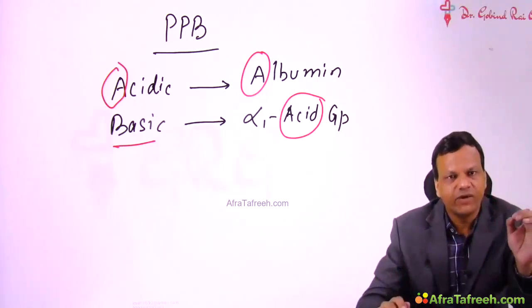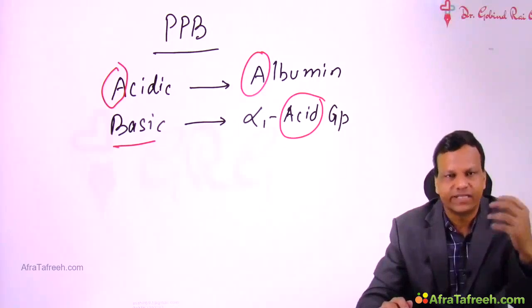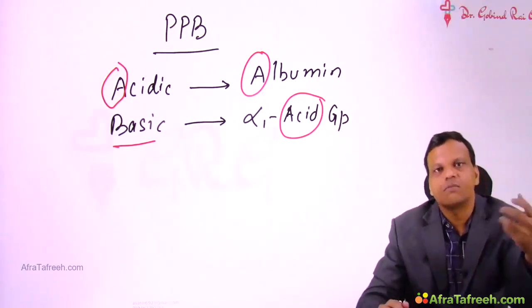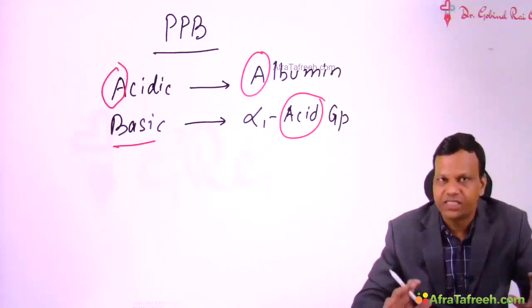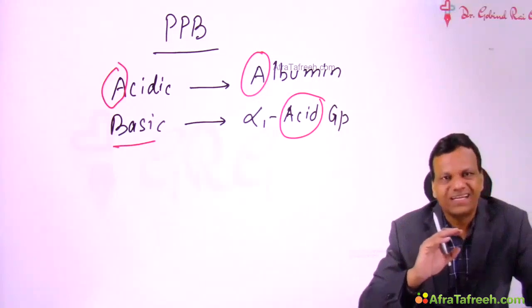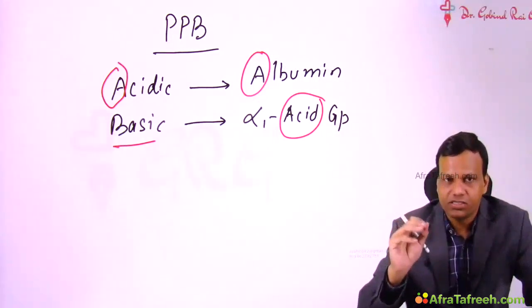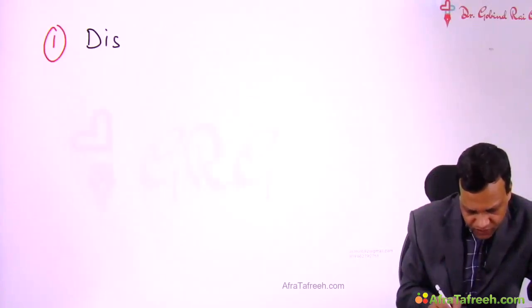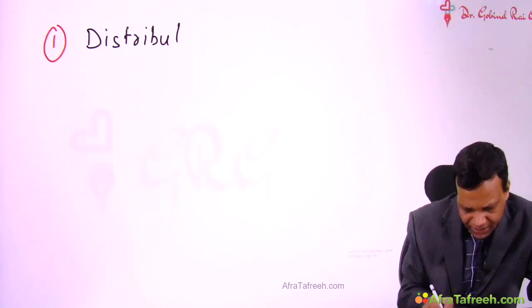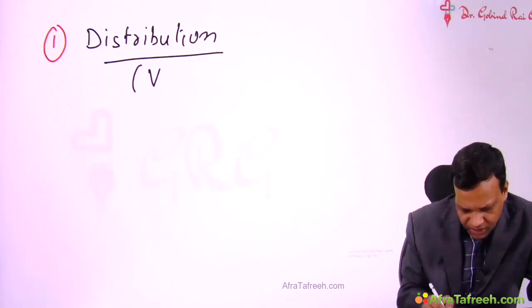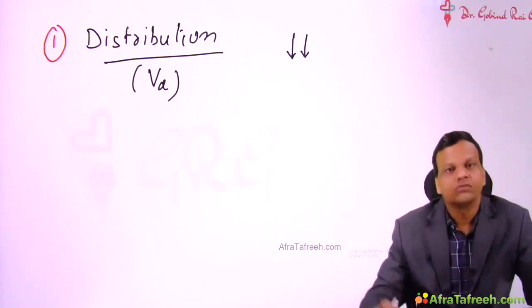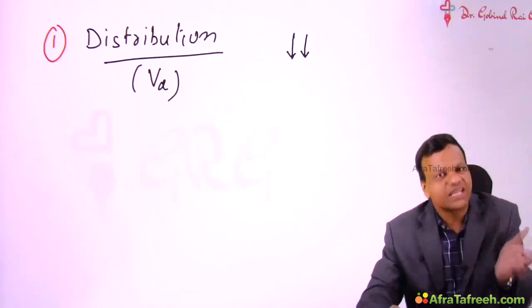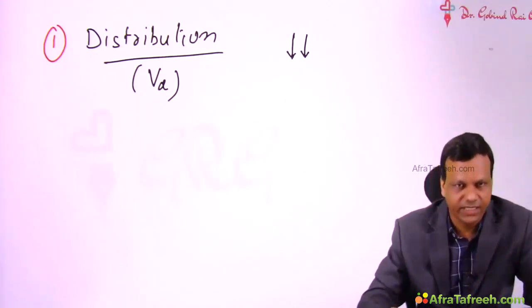But how much drug will bind? It will be the property of the drug itself. Some drugs have 90% binding, some have 80%, some have 20%, some have 0% also. So different drugs have different percentage bindings. Now plasma protein binding has several clinically important points. We'll discuss these one by one. First of all, what will happen to distribution, we just discussed. If plasma protein binding is high, what happens to distribution, or we can say volume of distribution of a drug? Yes, it decreases. If the drug is more bound to proteins, it will stay in plasma. So the volume of distribution decreases.